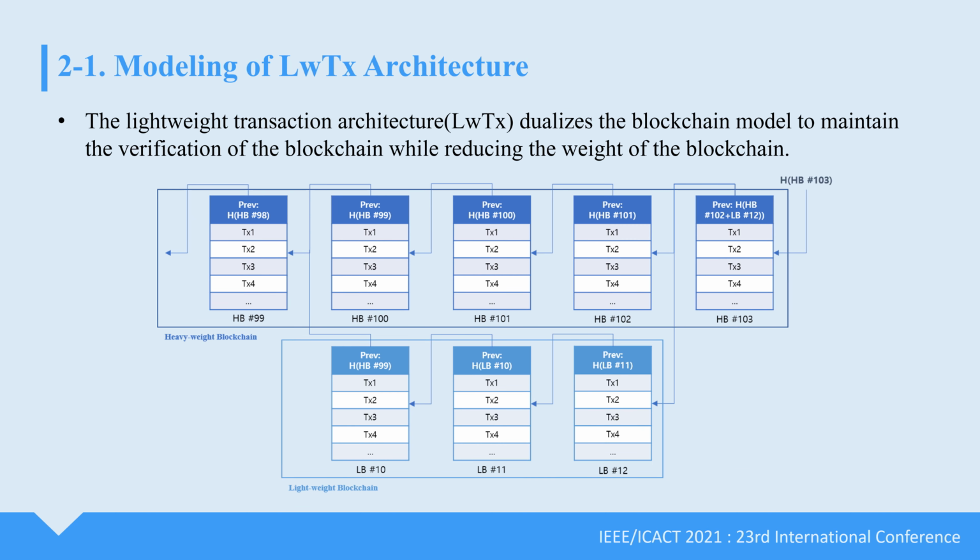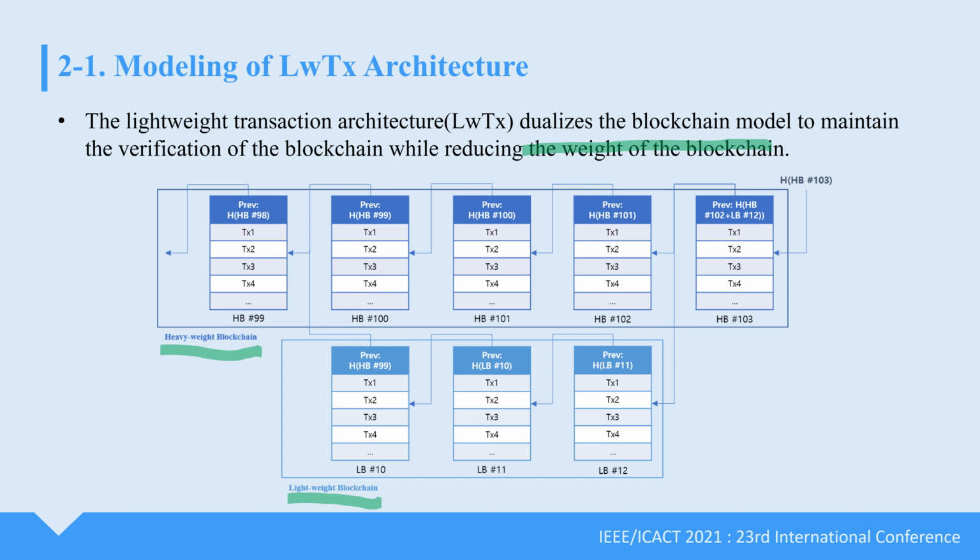Now, let's look at the L.TX architecture. The lightweight transaction architecture, L.TX, dualizes the blockchain model to maintain the verification of the blockchain while reducing the weight of the blockchain. The following figure shows the L.TX-based blockchain structure. L.TX has a dualized blockchain model defined as a lightweight blockchain and a heavyweight blockchain. The lightweight blockchain is formed between each lightweight node, and the heavyweight blockchain is formed between normal nodes with powerful computing.